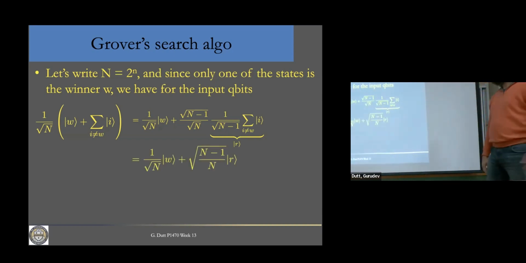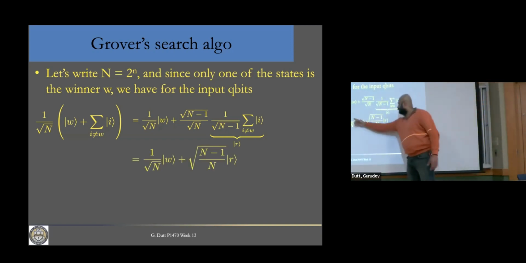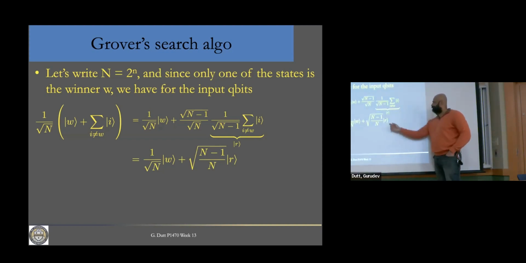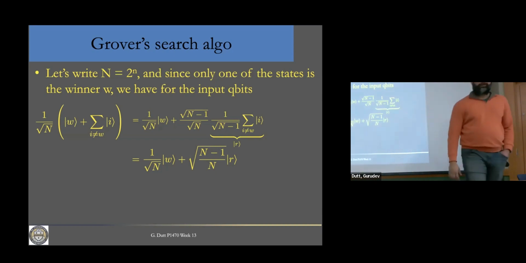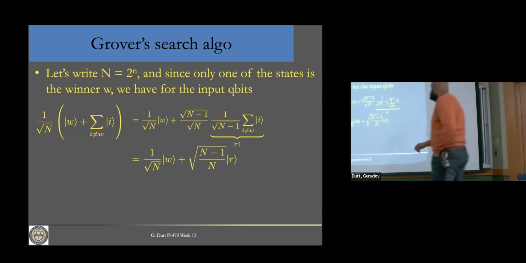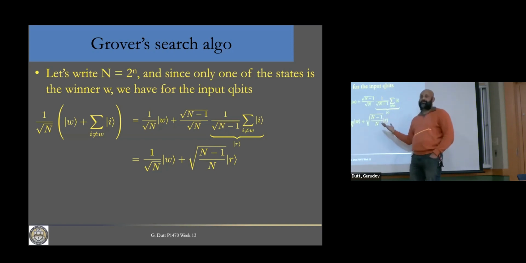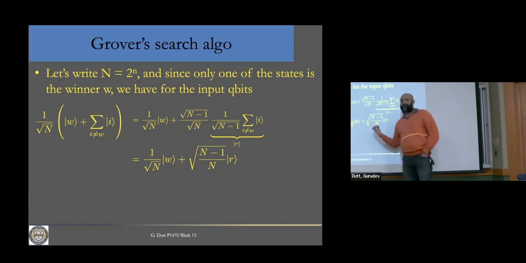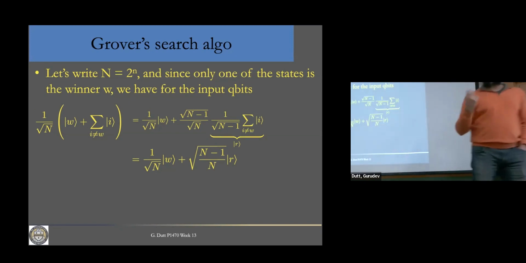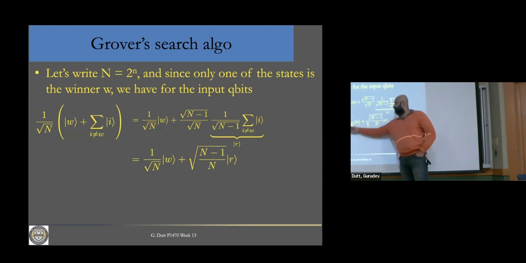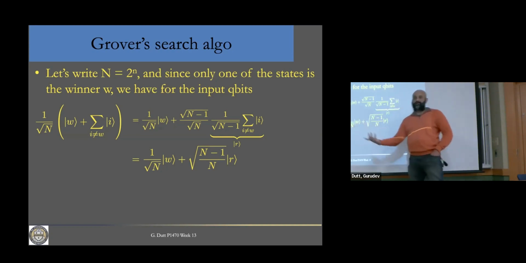So rewriting that is just 1 over square root of n W plus square root of n minus 1 over n R. Okay. And because these two, as you can see, squared, if you take the square of this and the square of this and you add them together, that gives you 1, right? Because it's just 1 over n plus n minus 1 over n. Which means cos squared theta plus sine squared theta equals 1, so I can call this 1 over root n as sine theta.